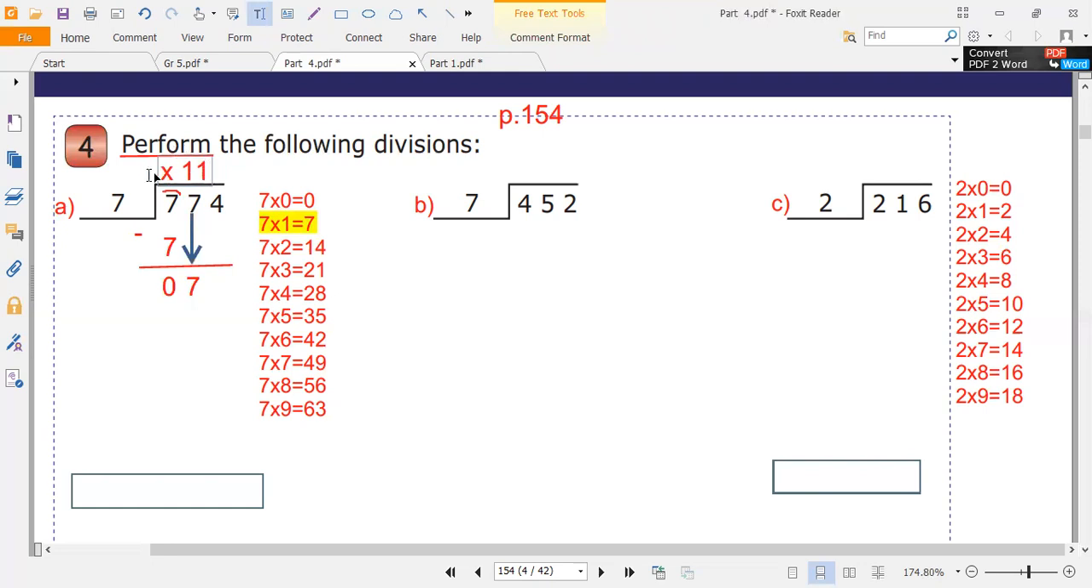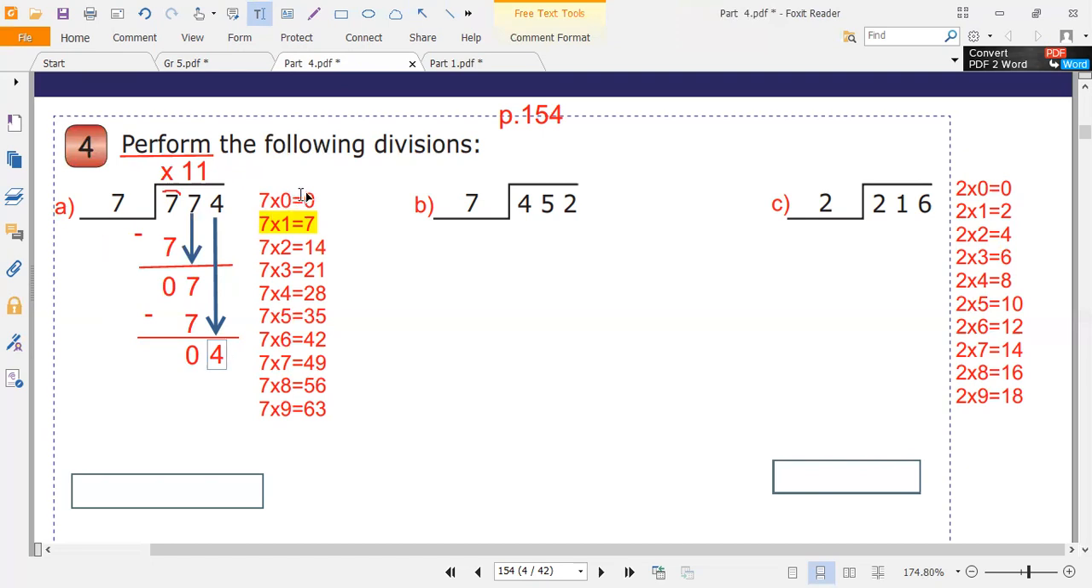Then we multiply 1 by 7 equals 7. Now we subtract 7 minus 7 equals 0. Now we have to bring down the next digit. We have also 4 and we have to bring down this digit. And after we bring down, we have to divide. Now we should divide 4 by 7.